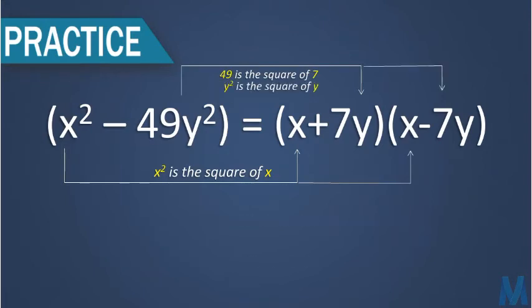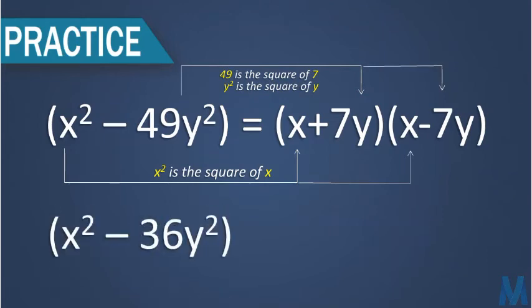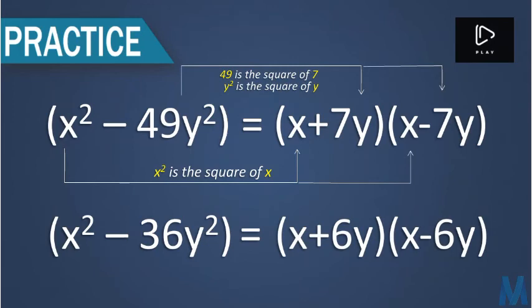Okay? So let's try x squared minus 36y squared. You can pause until we reveal the answer. Okay, what is our correct answer? Very good. So we have x plus 6y times x minus 6y. Okay, very good.